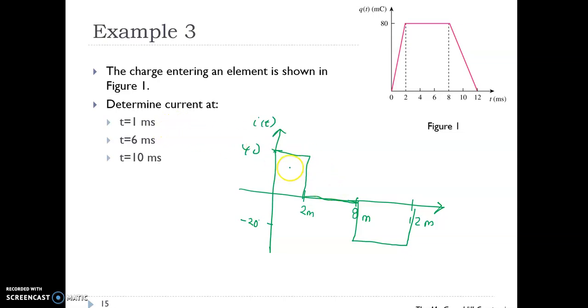So at t equals to 1 millisecond, your current is equals to 40. At 6 milliseconds, current is 0. And at t equals 10 milliseconds, current is minus 20.